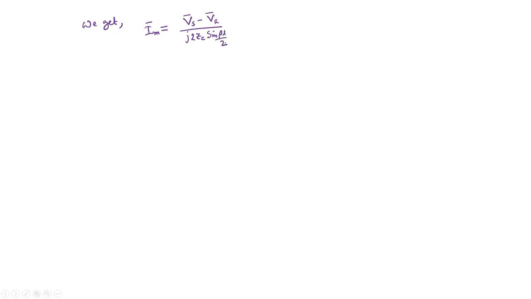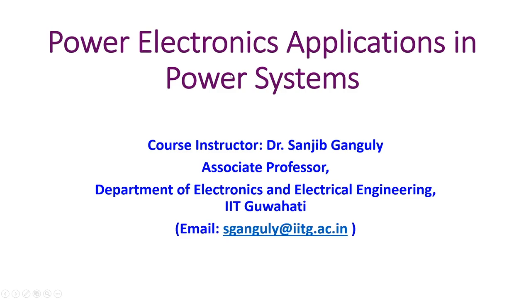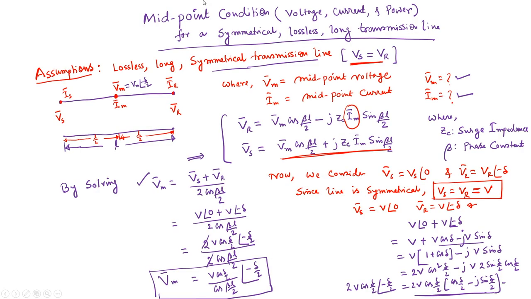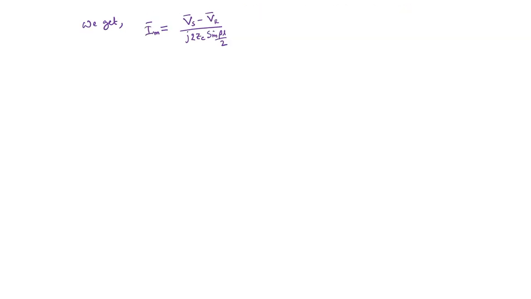This I obtained from these two previous equations. One is this, another is that. So, if I subtract this first equation from this equation, I will get this I m expression. Now, again I know that V s is equal to V at an angle 0 and V r is equal to V at an angle minus delta. In the denominator we have j 2 Z c sin beta L by 2.